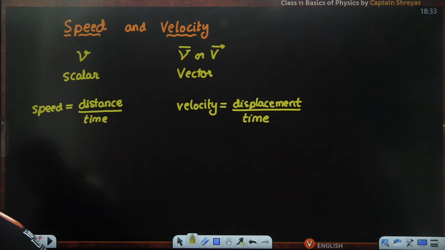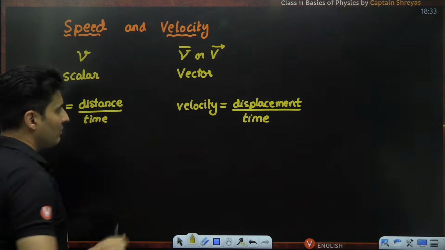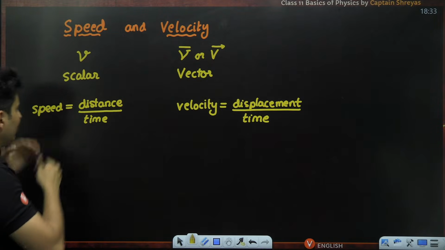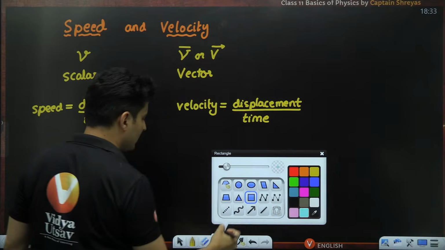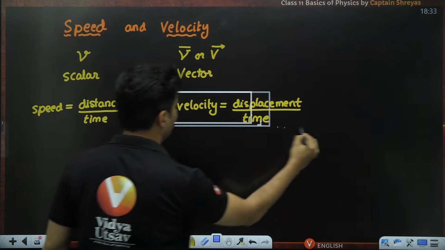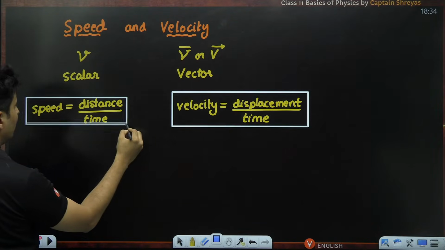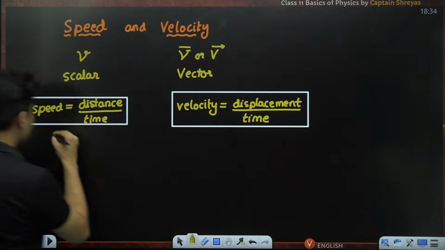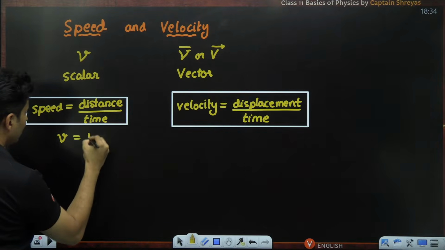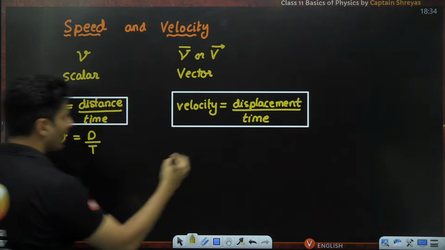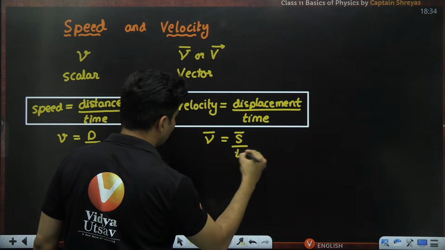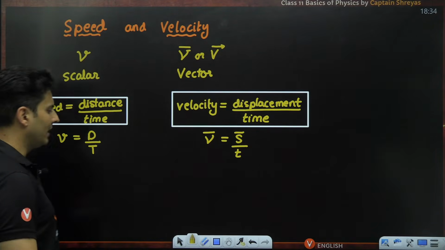Okay. So that is what is basically your speed versus velocity. How fast you displace versus how fast you cover the distance. So this is the formula for each one of them. Velocity is displacement by time, speed is distance by time. Symbolically, speed will be d by t. Here velocity will be displacement by the time taken.